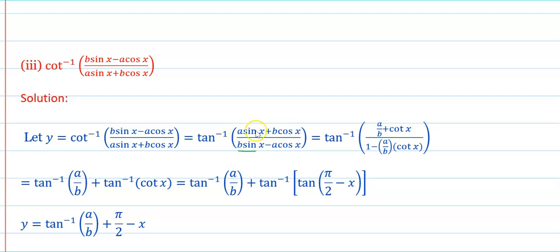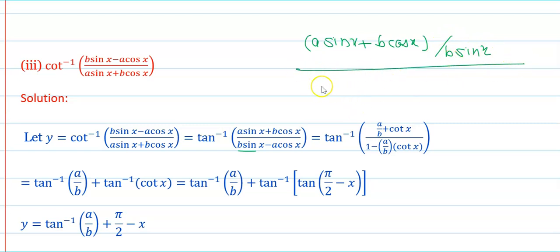Divide numerator and the denominator by b sin x. Therefore sin x upon b sin x gets cancelled, you will get a upon b. b cos x upon b sin x, then b and b get cancelled, cos x upon sin x, you will get cot x. I will repeat again. Here is a sin x plus b cos x, and this divided by b sin x, and the denominator also b sin x minus a cos x, and this again divided by b sin x.